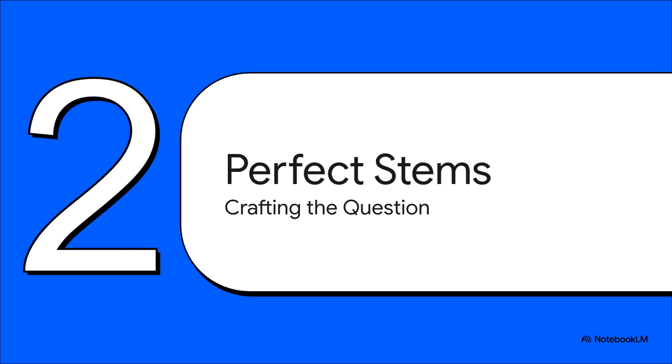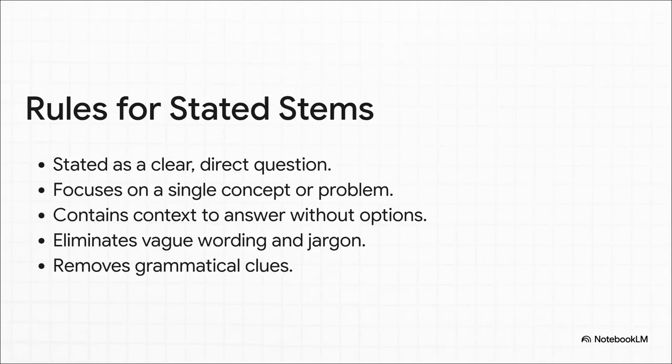Section 2. Crafting the perfect STEM. Now that we understand the basic anatomy, let's look at how to optimize that critical first component. Good STEMs follow some pretty strict structural rules. They must be stated as a clear, direct question and focus on a single concept. You want to completely avoid that double-barreled confusion where you're asking two things at once.